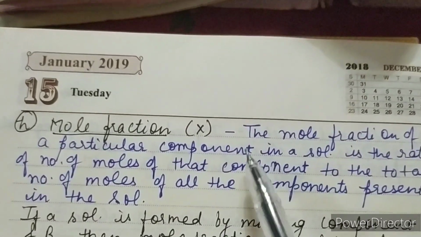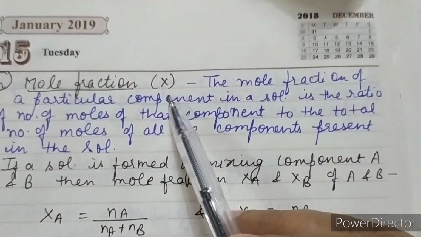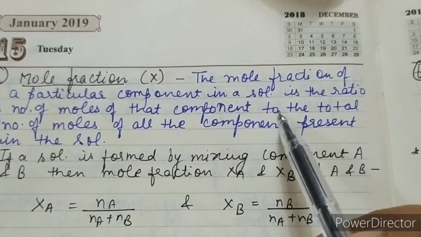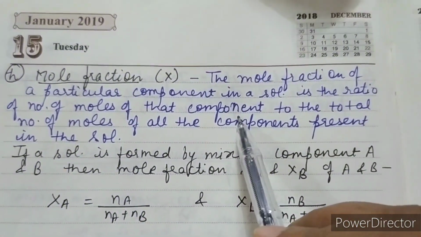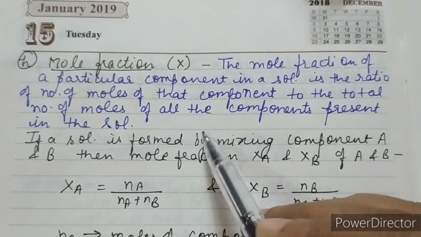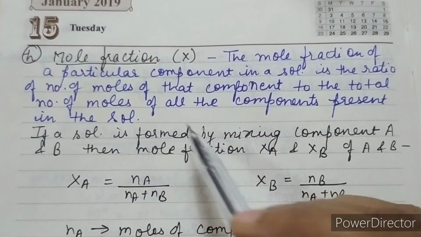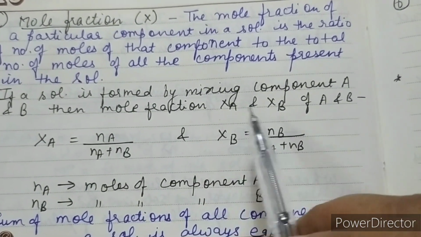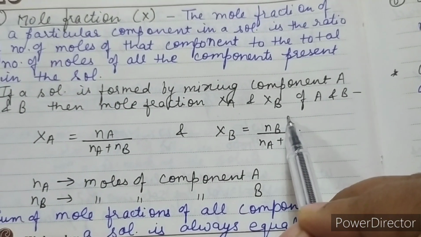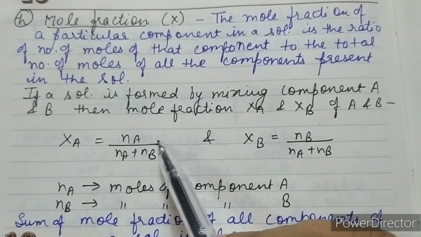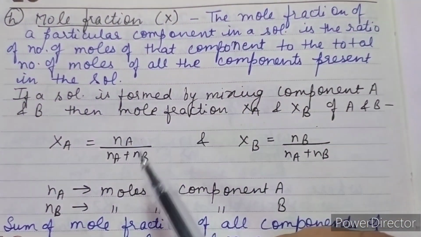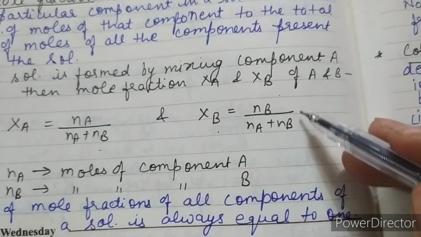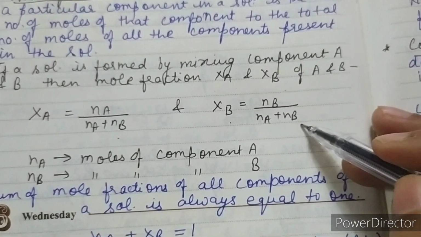Next concentration term here is mole fraction denoted by X, and the mole fraction of a particular component in a solution is defined as the ratio of the number of moles of that component divided by the total number of moles of all the components present in the solution. Suppose there is a solution formed by mixing component A and B, then the mole fraction of A will be XA and the other we will consider as XB. XA is the ratio of number of moles of A divided by total number of moles in the solution, and mole fraction of B will be number of moles of B divided by total number of moles in the solution.